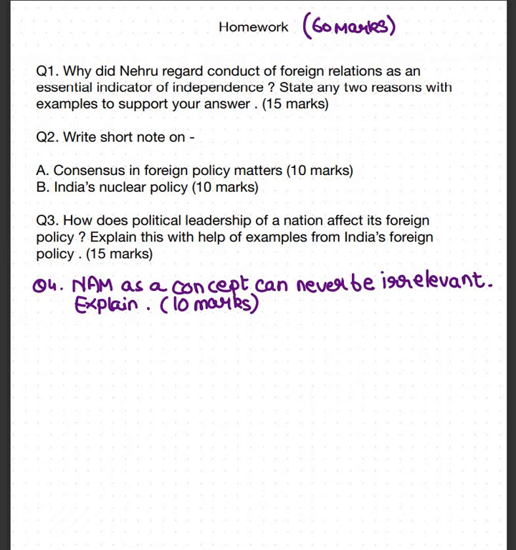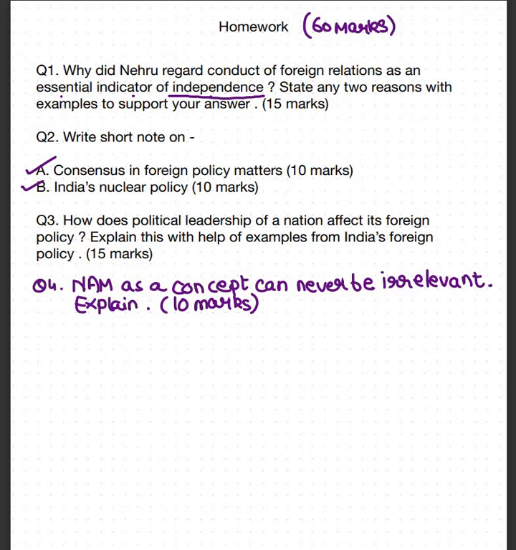This is your homework question for today. 4 questions हैं, total 60 marks का test होगा. First question, why did Nehru regard conduct of foreign relations as an essential indicator of independence? State any 2 reasons with examples to support your answer. Just now we have studied this कि नेहरू जी foreign relations को ही हम independence का indicator क्यों मानते थे. Then write a short note on consensus in foreign policy matters. We have studied this also.